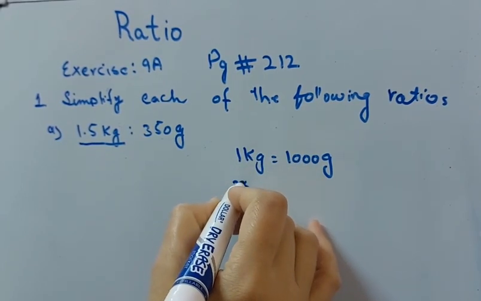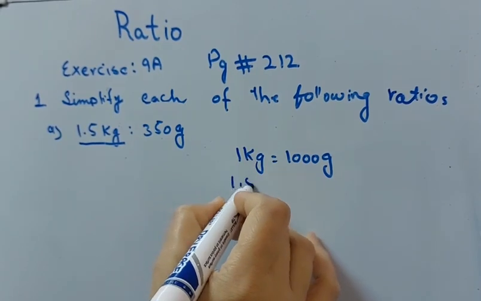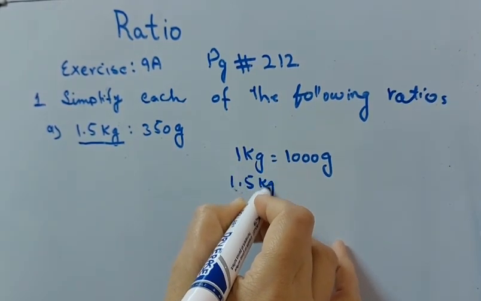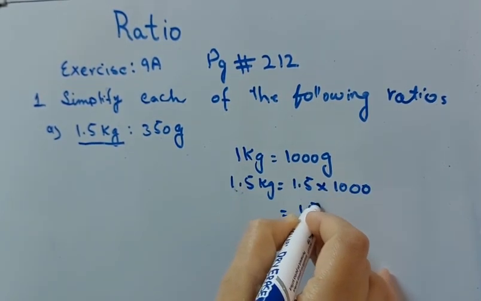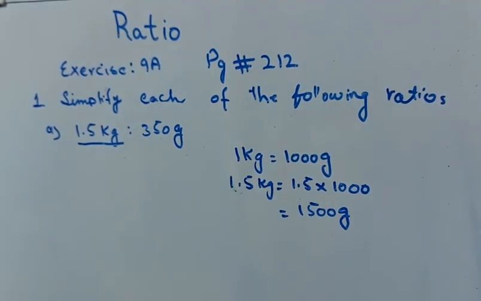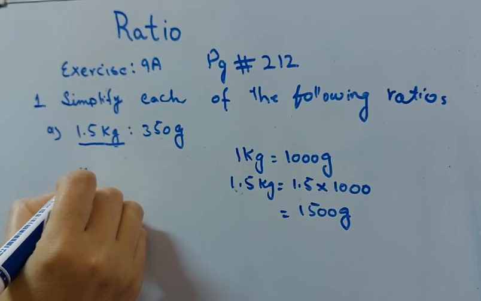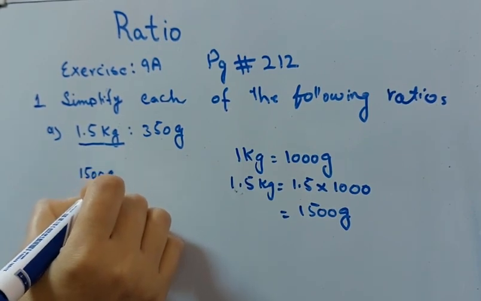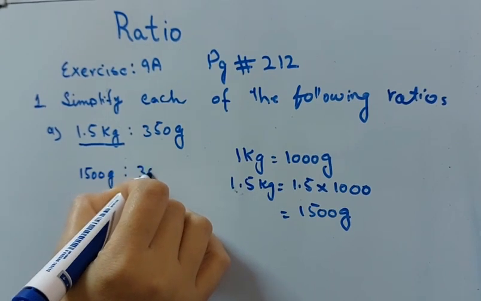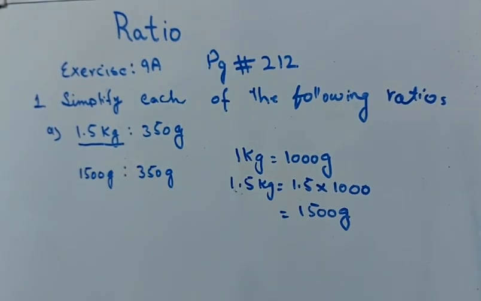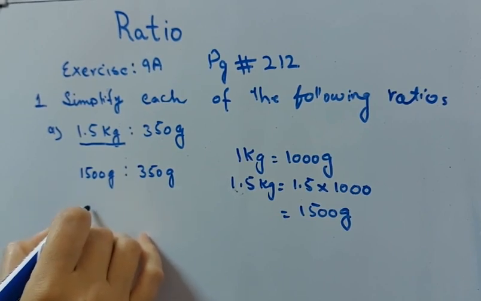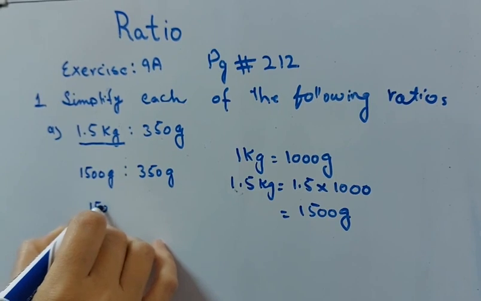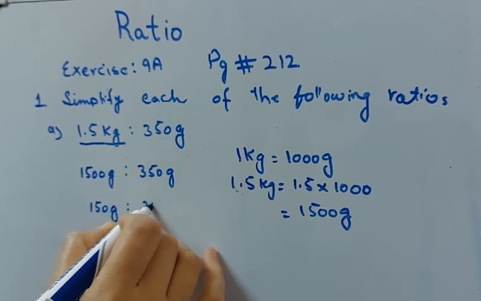So 1.5 kilogram is equal to 1.5 multiplied by 1000, and it will become 1500 grams. So now both are in the same unit, 1500 grams ratio 350 grams. Now we have to divide both the numbers by a common divisor. First we will divide by 10. When we divide by 10, it will become what? It will become 150 grams and 35 grams.